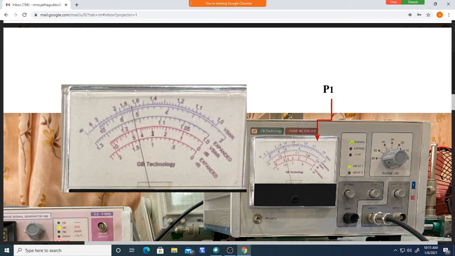This is 4, 3.2, 3.4, 3.6, 3.8, 4. Like that. Based on which position the needle is at, that reading you should take. So it is 4.5 now.